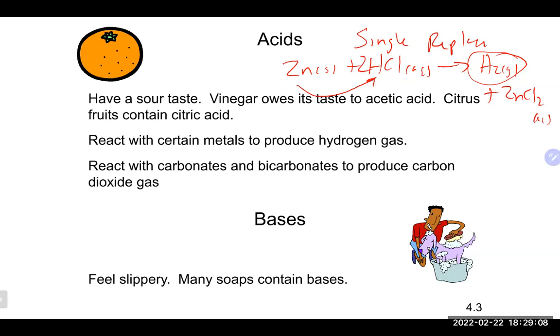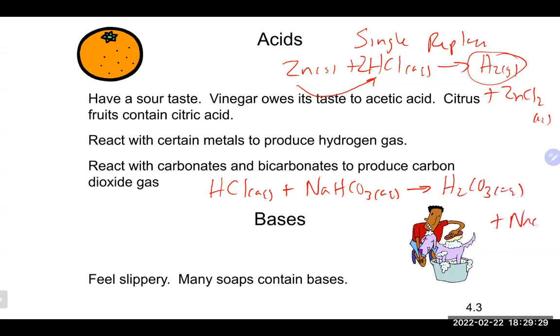They also react with carbonates and bicarbonates to produce carbon dioxide gas, and another reaction that you're probably familiar with, maybe a little sodium bicarbonate, a little baking soda action. Double displacement reaction here makes H2CO3 plus some sodium chloride. This acid is carbonic acid, right? Which quickly goes through a decomposition reaction, produces CO2 and water, right? Plop, plop, fizz, fizz, Alka-Seltzer. Kind of the same idea.